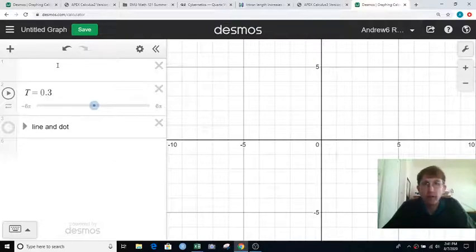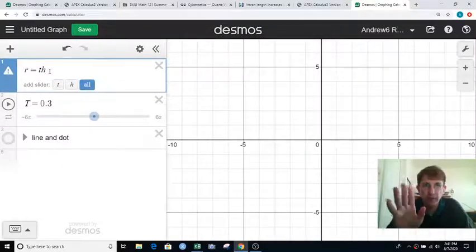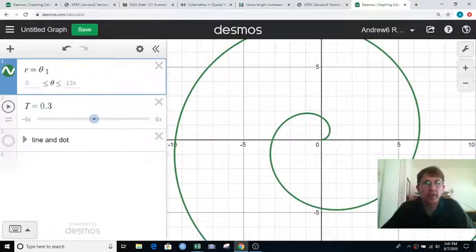Let's look at graphing polar stuff in Desmos. Let's start by just saying r equals theta. Now to type a theta in Desmos, what you do is type the letters T-H-E-T, and then when you hit the A, it will turn it into the Greek letter theta. So we get that nice spiral, kind of interesting.